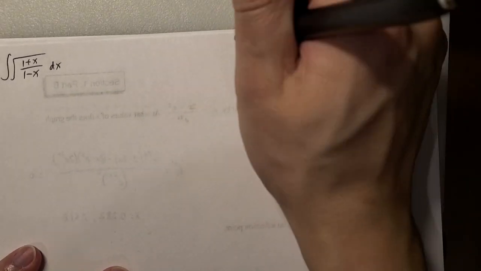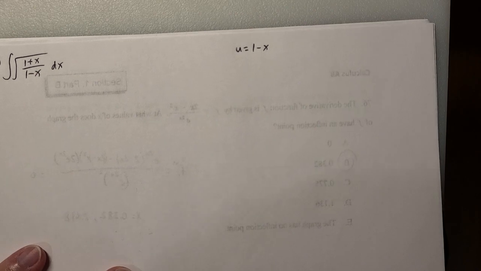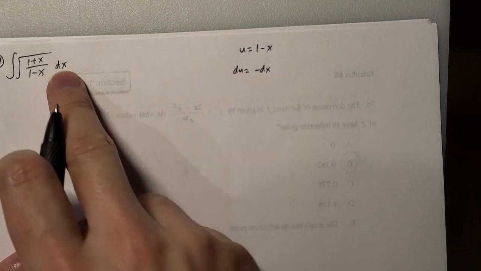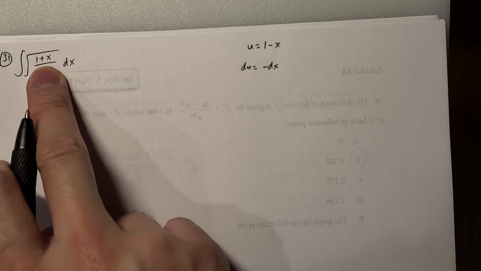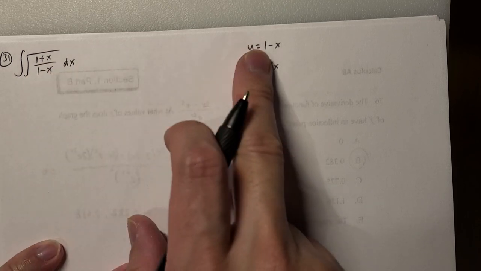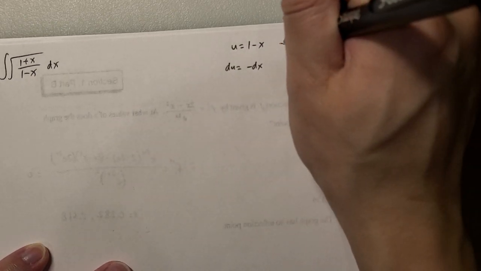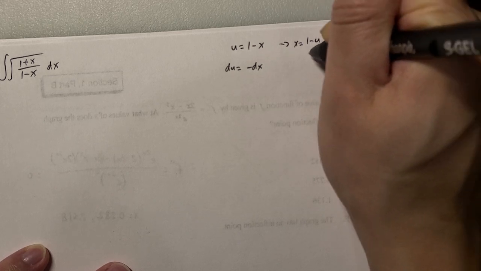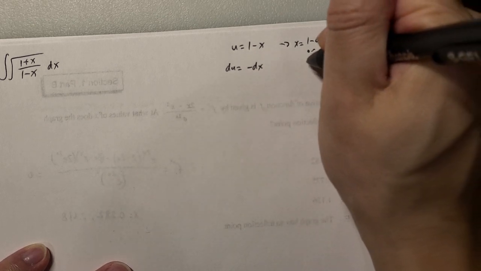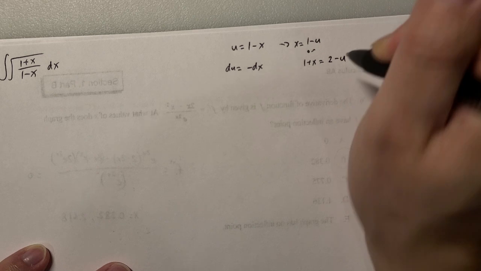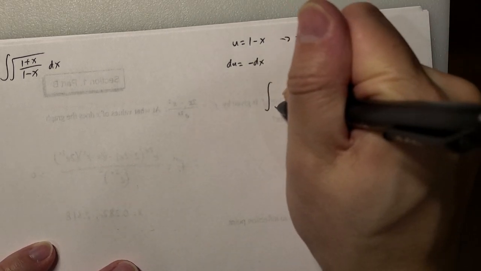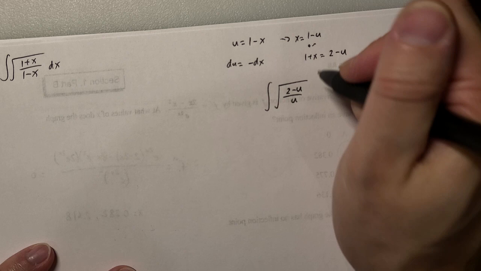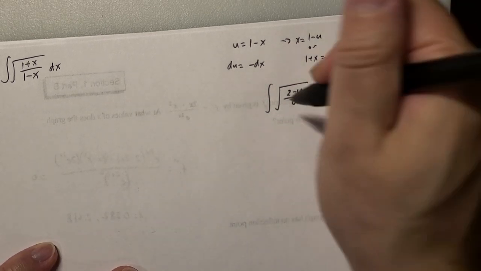So let u be 1 minus x. du would be minus dx, so dx is minus du. That's totally fine. How can we get the top in terms of u? x is 1 minus u, or we just add 1 on both sides, and 1 plus x is 2 minus u. So with the substitution, we get the square root of (2 minus u over u) du with a negative sign.